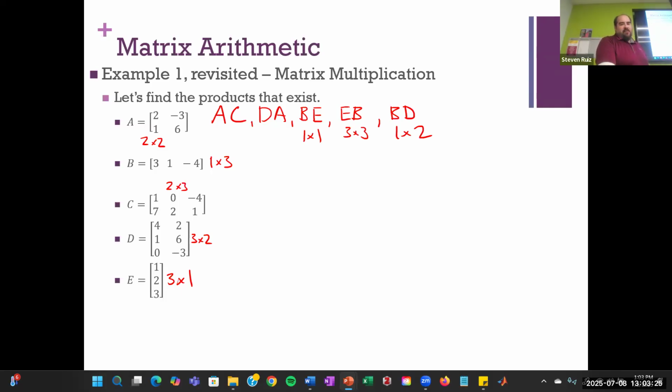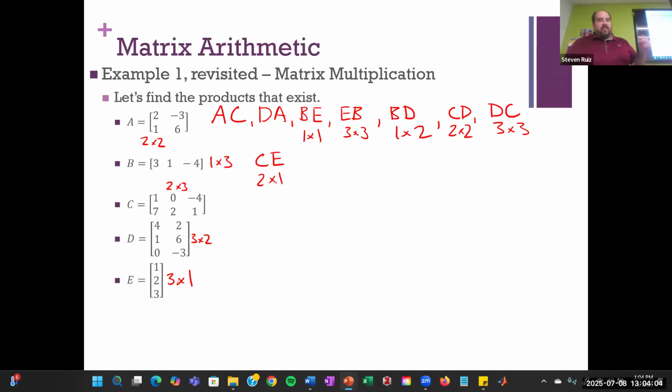What about C? CD, which direction? Okay, so both work. What's the order of CD? 2 by 2, and DC? 3 by 3. What about C and E? Do they work? Which way? What about EC? All right, good. So what's the order of CE? 2 by 1.